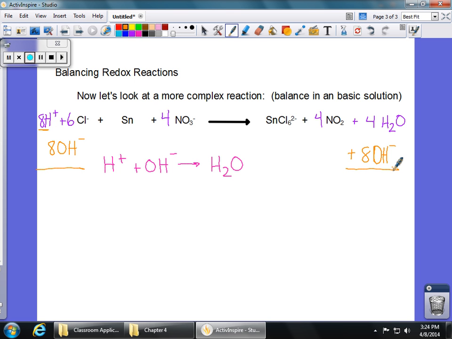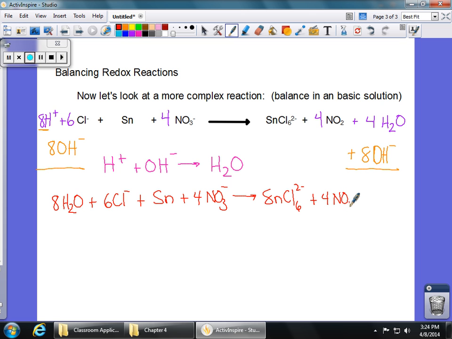any acidic protons left. So once we add the 8 hydroxides, we now have 8 waters plus 6 chloride ions plus tin and 4 nitrate ions as our reactants, yielding the tin chloride complex ion plus 4 nitrogen dioxides plus 4 waters plus 8 OH minuses, 8 hydroxides.